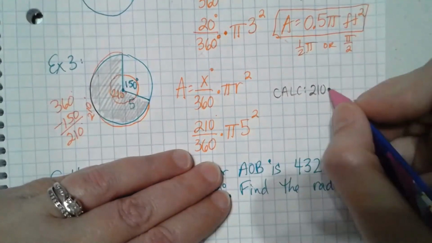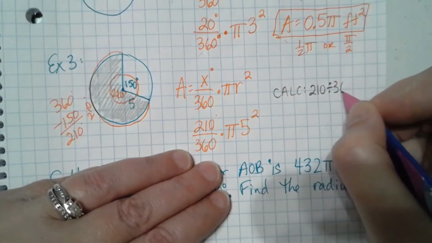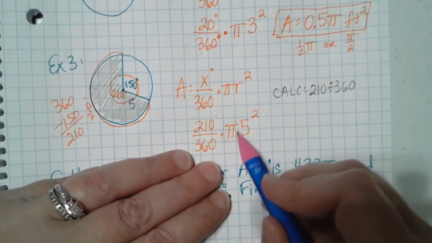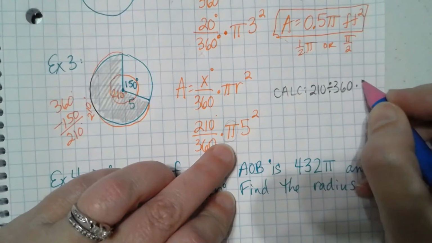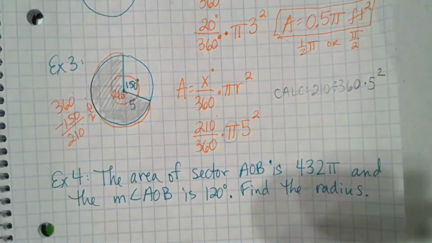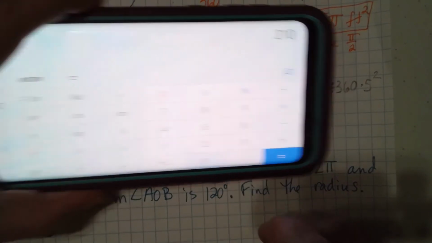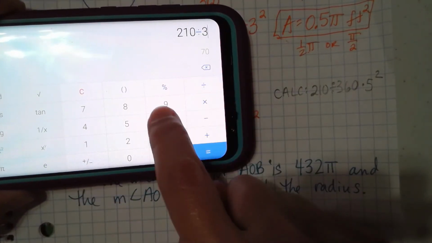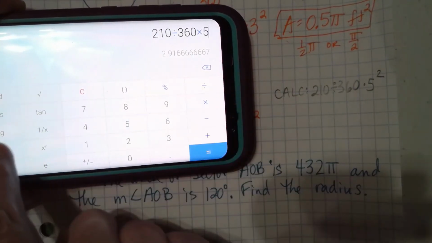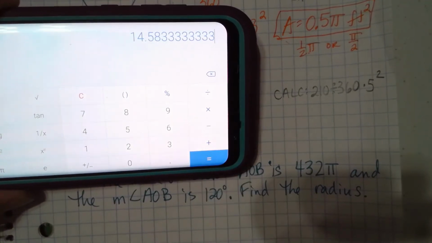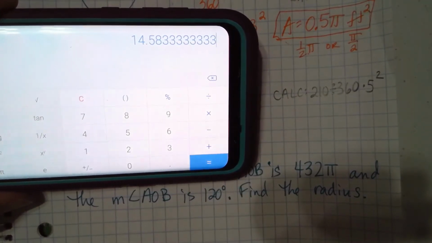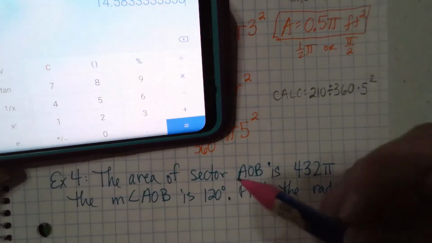210 divided by 360, skip over the pi, times 5 squared. That one doesn't give me a very nice number. I don't really like that.